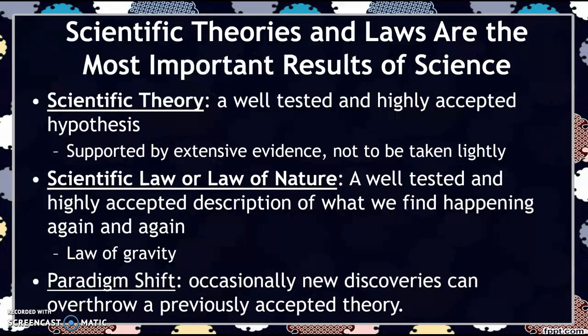The most important results of science are theories and laws. Theories we have already kind of talked about, and it's a well-tested and highly accepted hypothesis. With theory, it's always supported by extensive evidence, and it's not to be taken lightly. A lot of times when you hear the word theory in everyday conversation, you're theorizing something. It's usually kind of out of thin air. There's not a lot of evidence, but that's actually the complete opposite of what a scientific theory is. Theory is generally accepted as true.